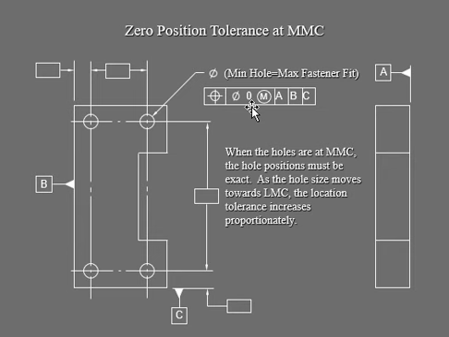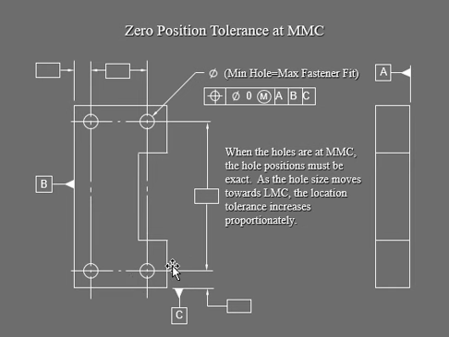So you have your minimum hole and your maximum fastener fit. Your fasteners, your screws or your bolts, are going to go into that hole size right there. Now we're dealing with a zero position tolerance. Your position tolerance is at zero. Here you can see in this control frame you have your datum references A, B, and C. You have your A right here in the side view. In the front view, you have your B and C right here.